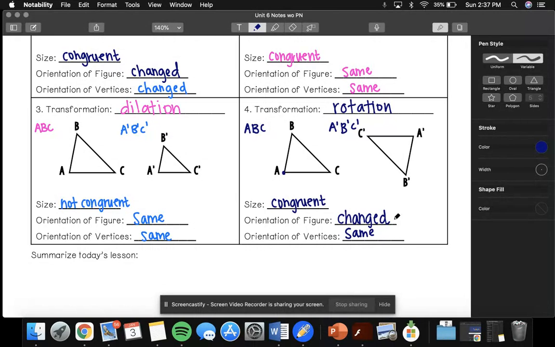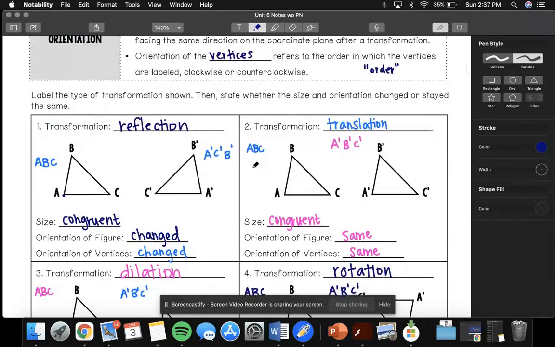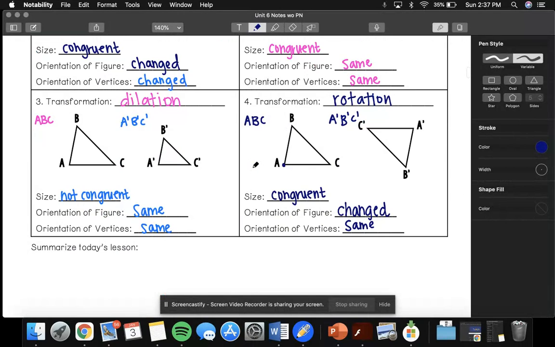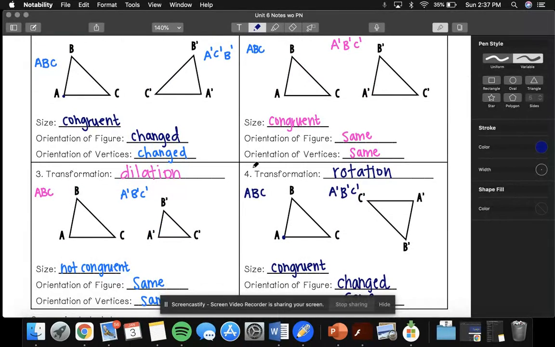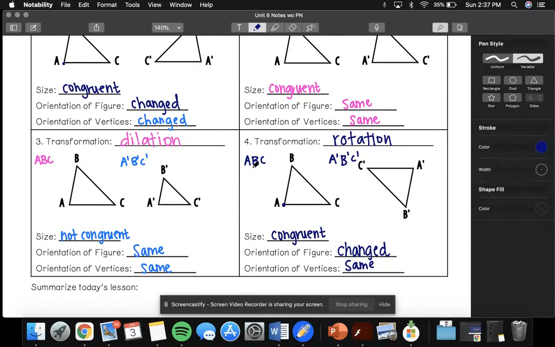I would make sure that you have this all written down, because your assignment today is a Go Formative, where the last problem has this thing right here where it's asking you to find. So today you just have a Go Formative where you're identifying what transformations are taking place and then talking about congruence and the orientation of the figure and the vertices.